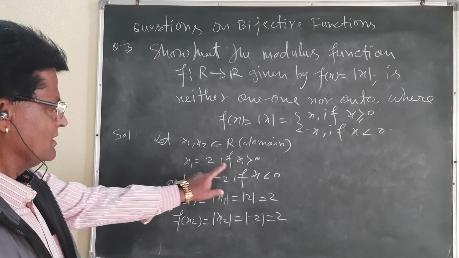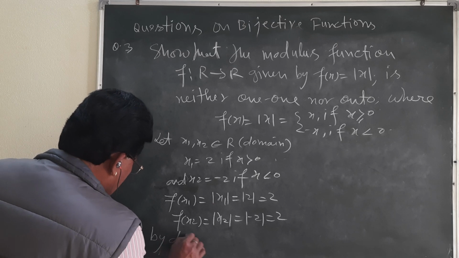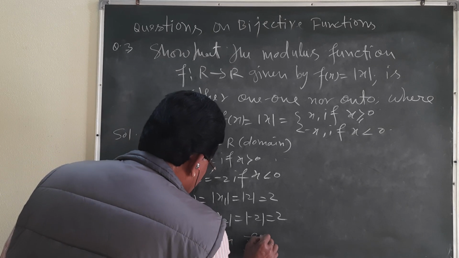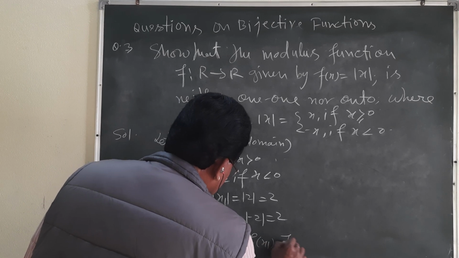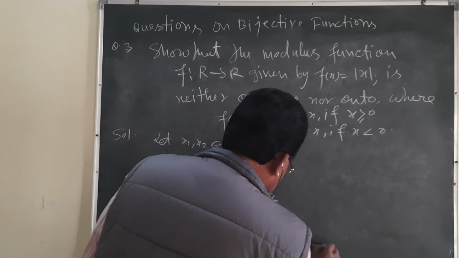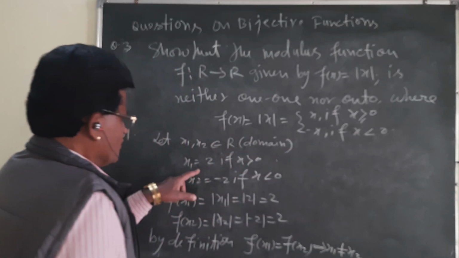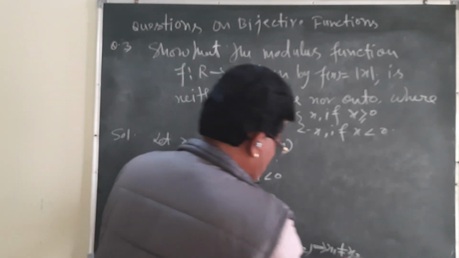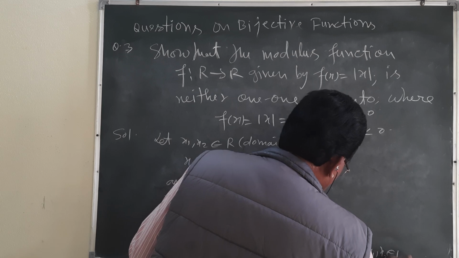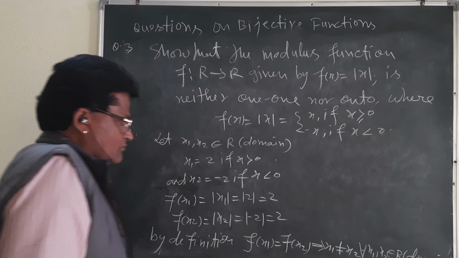Dear student, x1 and x2 both are different. By the definition, what happened? f(x1) is equal to f(x2). Both are equal, you see, that is 2. But this does not imply that x1 equals x2. You see, x1 is 2 and this is minus 2. They are not equal for all x1, x2 belonging to R, the domain R.